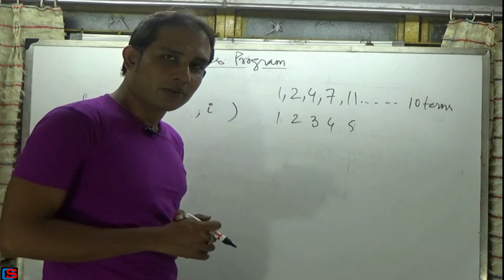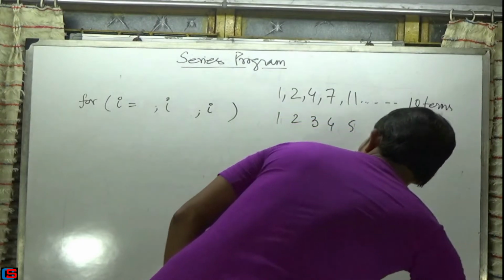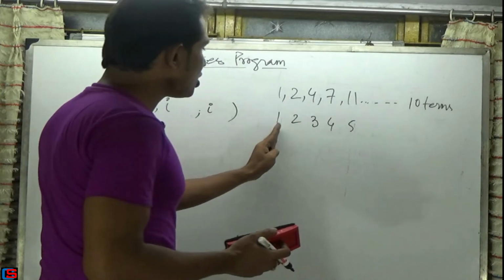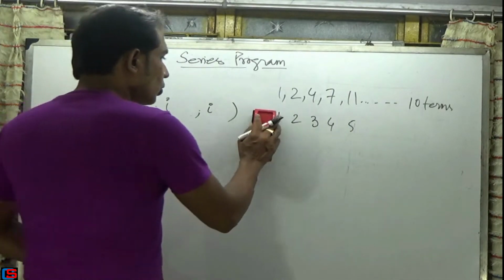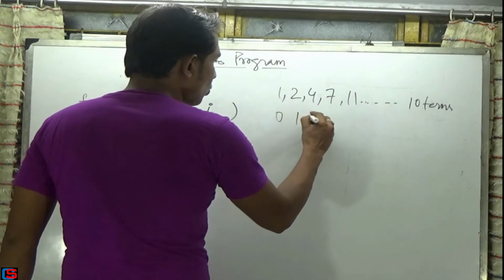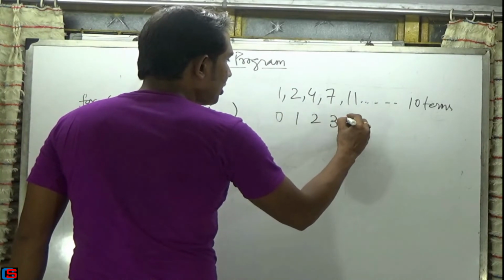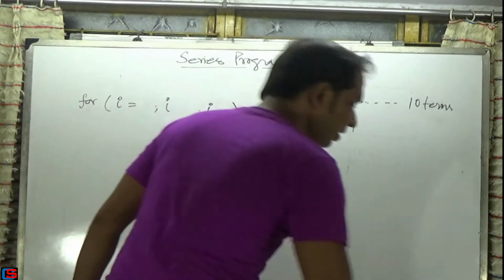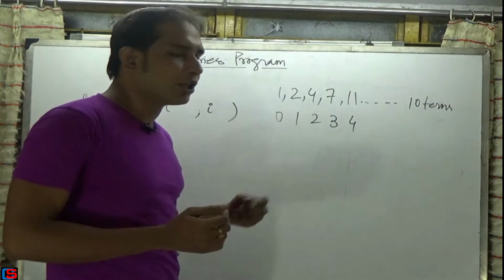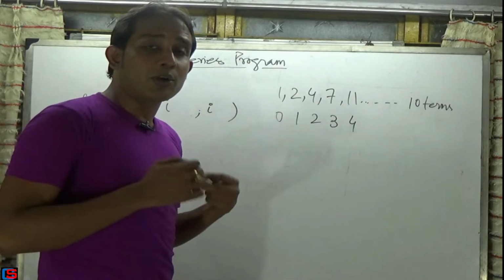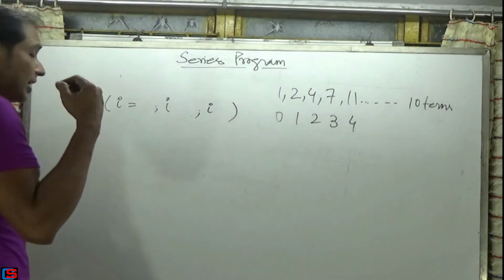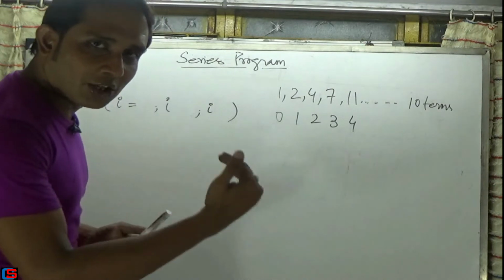Now I'm just writing the index number instead of this serial number. As the index number starts from 0, this index number is 0, this is 1, this is 2, this is 3, this is 4. For this special type of series program, I am going to declare a variable and assign its initial value with 1. This value must be initialized before the starting of the loop.